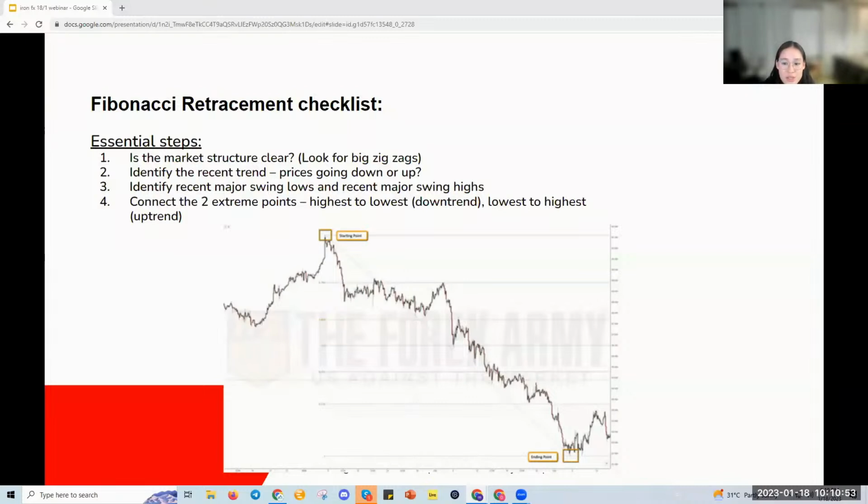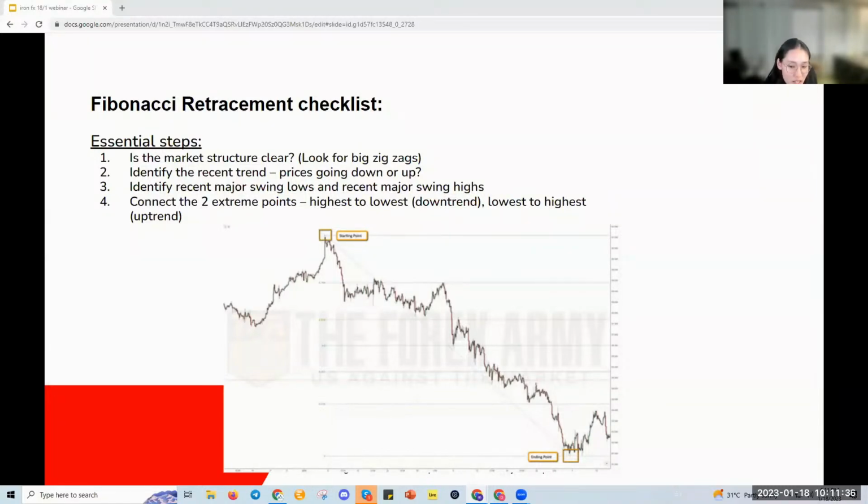So here's a simple checklist to follow when first starting out with Fibonacci retracements and some things to look out for. So firstly, is the market structure clear? So we like to look for really big zigzags. I'll show you what we mean in the coming slides. Secondly, we want to identify recent trends. So is the price going up or down? It's important to always follow the general trend. So you can see in the image that I have included over here at the bottom, our starting point is at the top and our ending point is at the bottom. So we can see that there's a very clear downward trend.